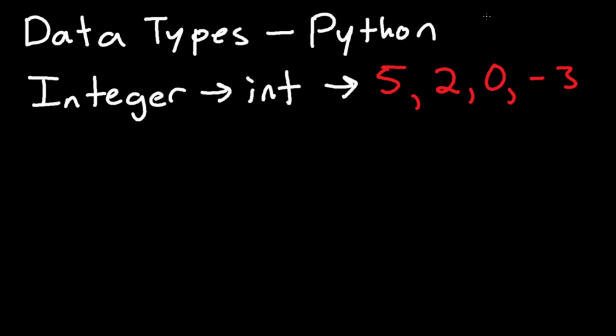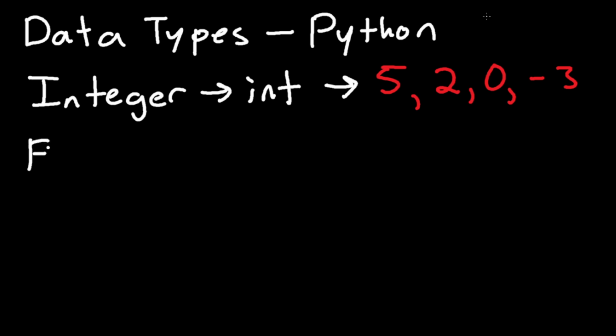And when you store data, or when your computer does anything with data in Python, it's going to use data types. And one of the data types that you can possibly use in Python is an integer. 5, 2, 0, -3 are all examples of this. 100,000 would be an example of this as well, right? All right, how about the next one?